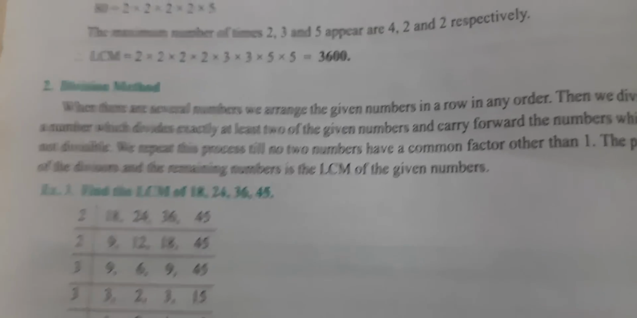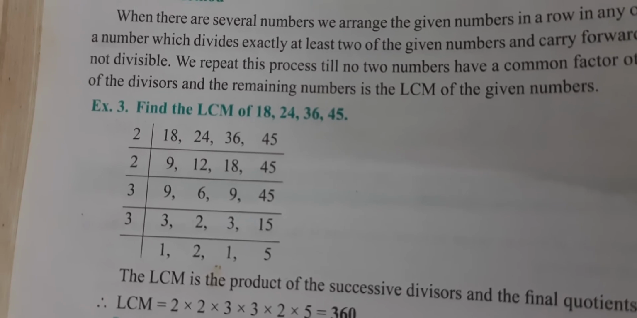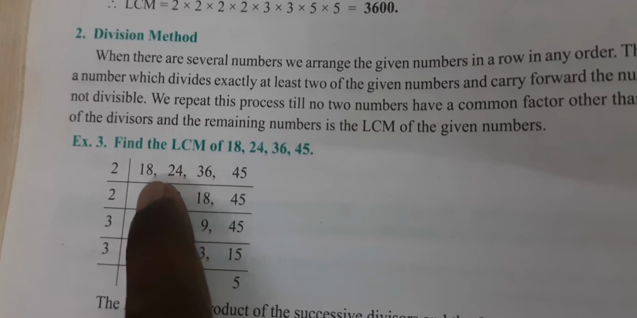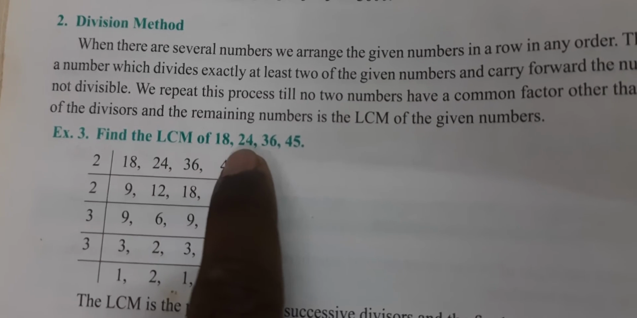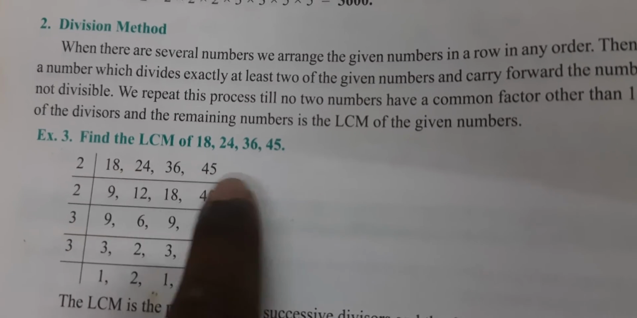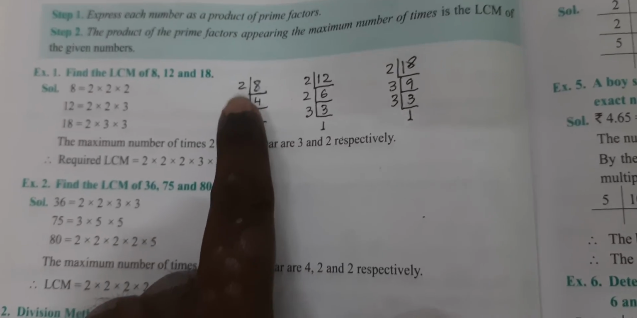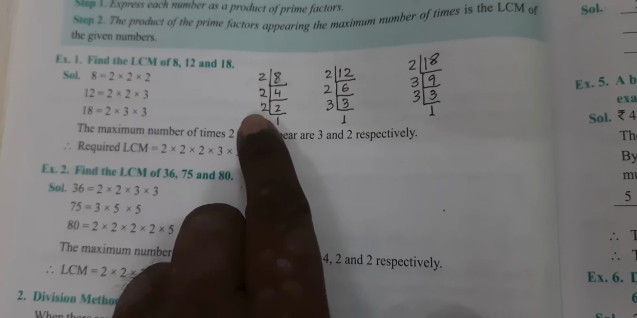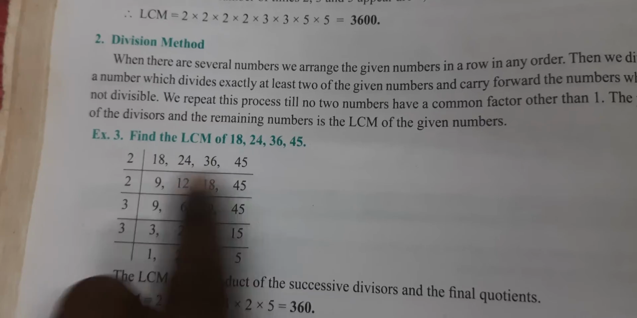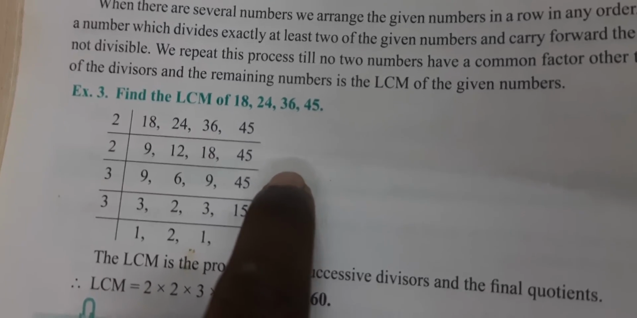Next method that is there is our division method. This is a very popular method also. Now in this method, in this case, we are supposed to find the LCM of 18, 24, 36 and 45. All the numbers are written together. Like how you used to find prime factors separately for 18, for 24, for 36, here we combine all of them and write, and then we factorize them in a combined manner.